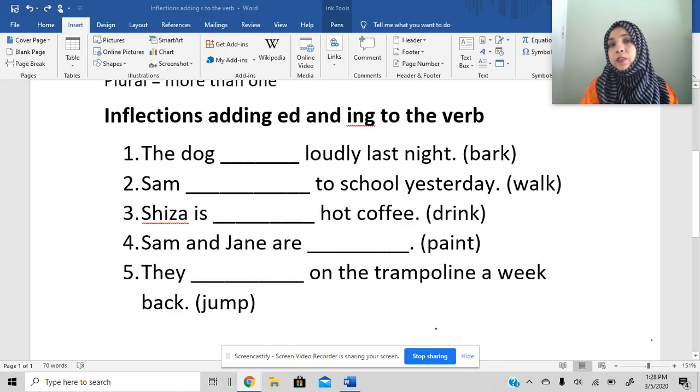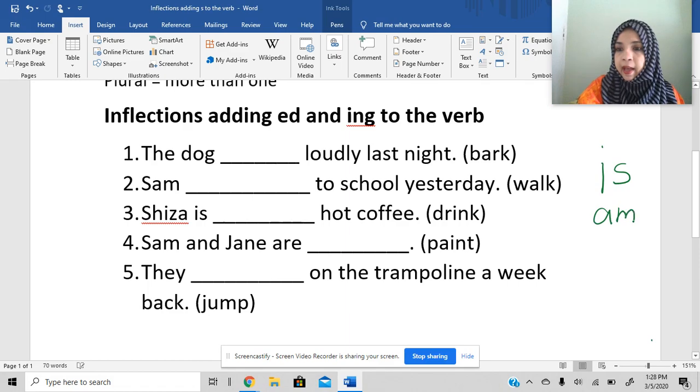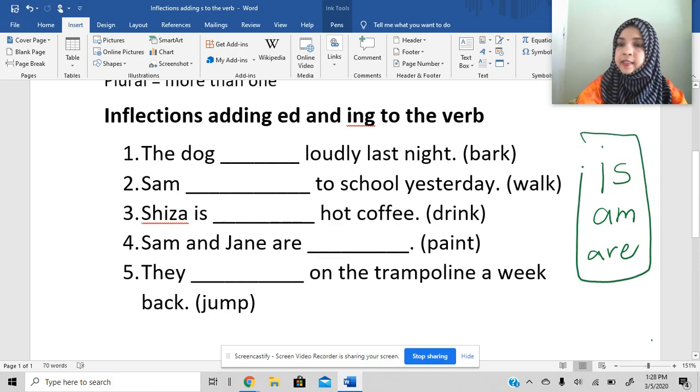Then another thing that we're going to do is adding ing to the verb. And when do we add ing? That is when we know that something is happening right now in the present. And the indications could be that after the noun, before the verb, we have is, am, and are. These clues are going to tell us that something is happening in the present and we are going to add ing to the verb.